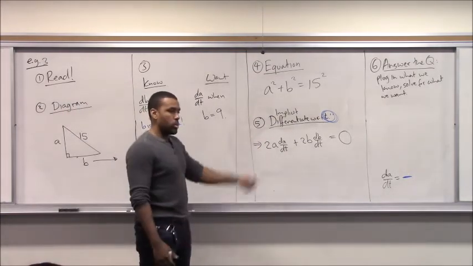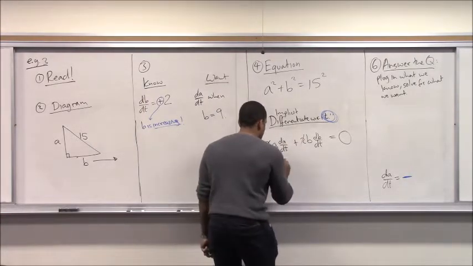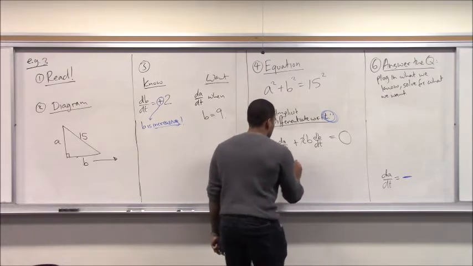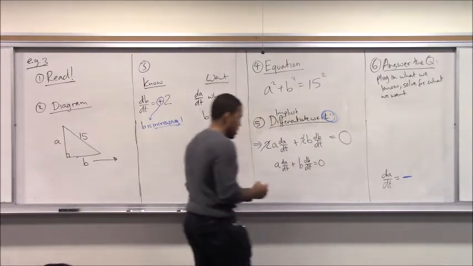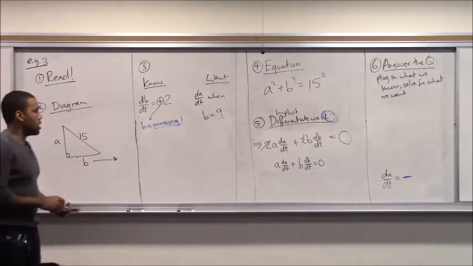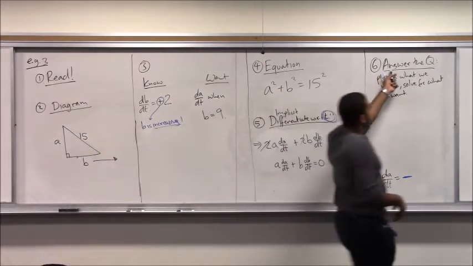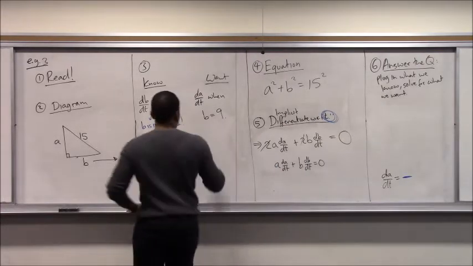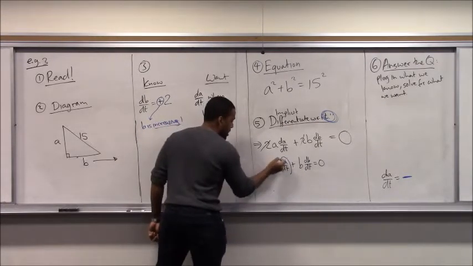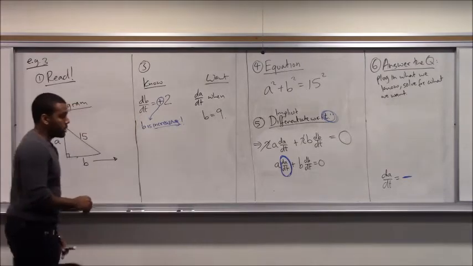So that's the derivative equation. In fact, I can kind of divide both sides by 2 here. So that's A dA/dt plus B dB/dt equals 0. Now we ask the question, what do we want? We want dA/dt. So this is the guy I care about in this equation, which means I want to be able to plug in the values for everyone else and solve for that guy.